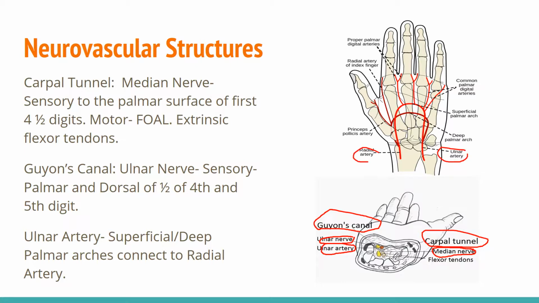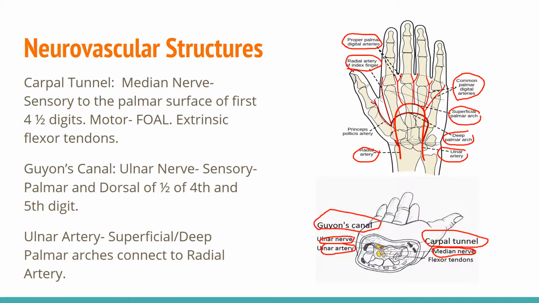In terms of the blood supply, you see the ulnar and radial arteries entering the wrist. They split into the deep palmar arch and superficial palmar arch. The superficial palmar arch gives rise to the common palmar digital arteries, which give rise to the proper palmar digital arteries.